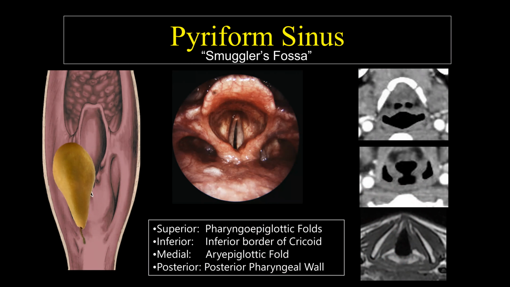So the hypopharynx has three primary subsites. These are the piriform sinus, the posterior wall, and the post-cricoid region. And we're going to go over in great detail these specific areas.